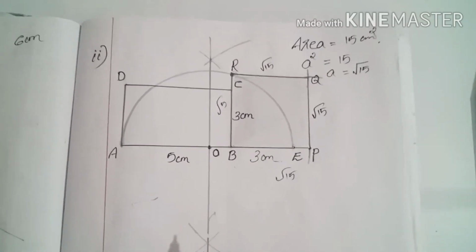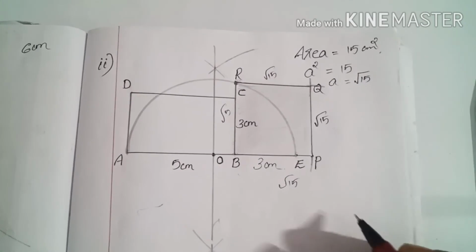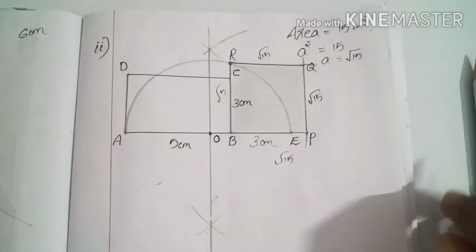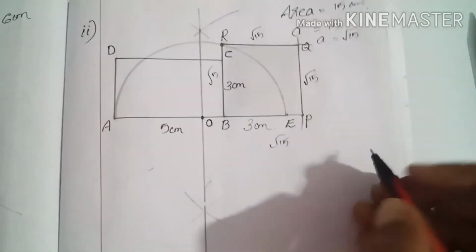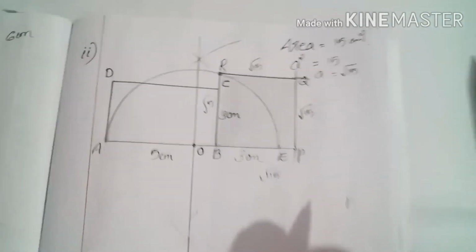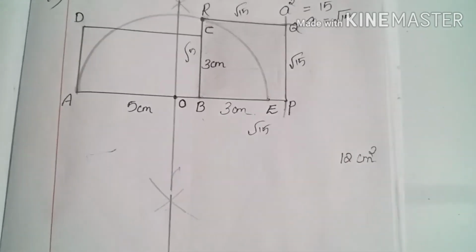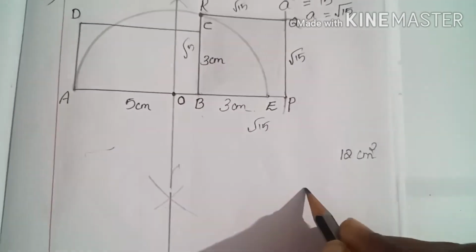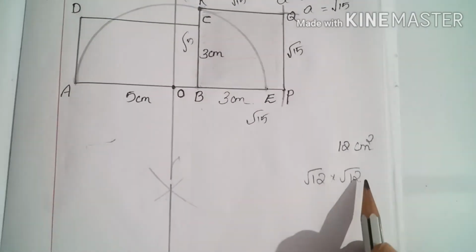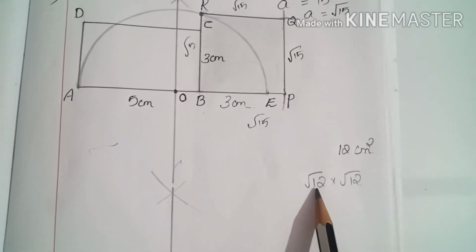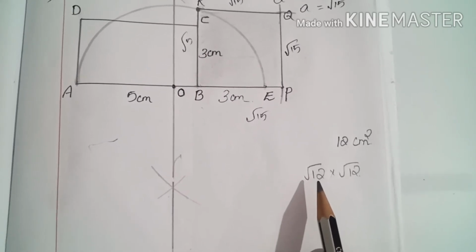For example, if the question is draw a square of area 12 centimeter square, what does 12 centimeter square area mean? Side will be root 12. Then only we will get 12 centimeter square as area. Root 12 into root 12 is 12. So side must be root 12. By using a scale, it is not possible to measure root 12. We don't know the exact value of root 12.